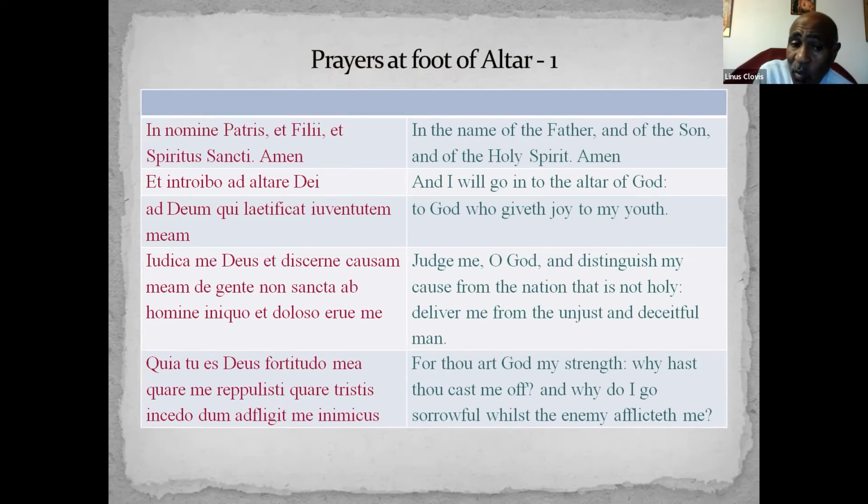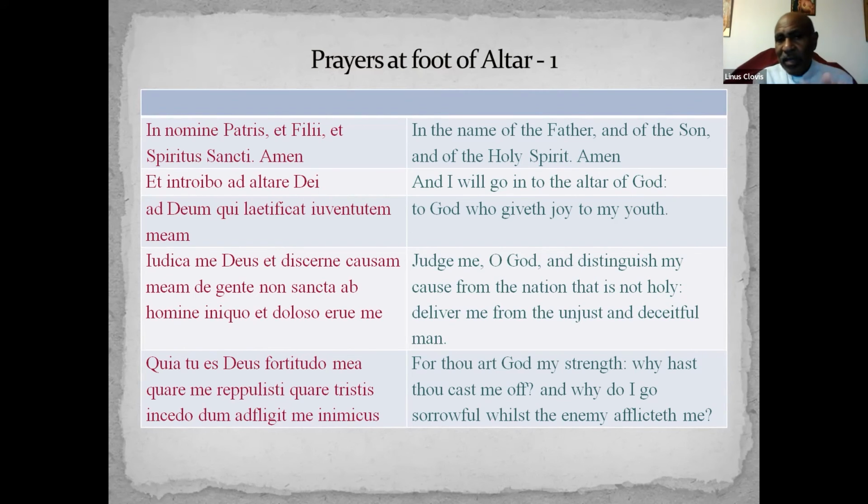Quare is a question. Why me? Why are you casting me off? Why these tears? Tristis, which is a third declension, sadness. Tristis incedo. I'm inflamed with sadness. Dum is while. Me affligit, something is afflicting me, and it's inimicus, the enemy. Inimicus is the second declension.